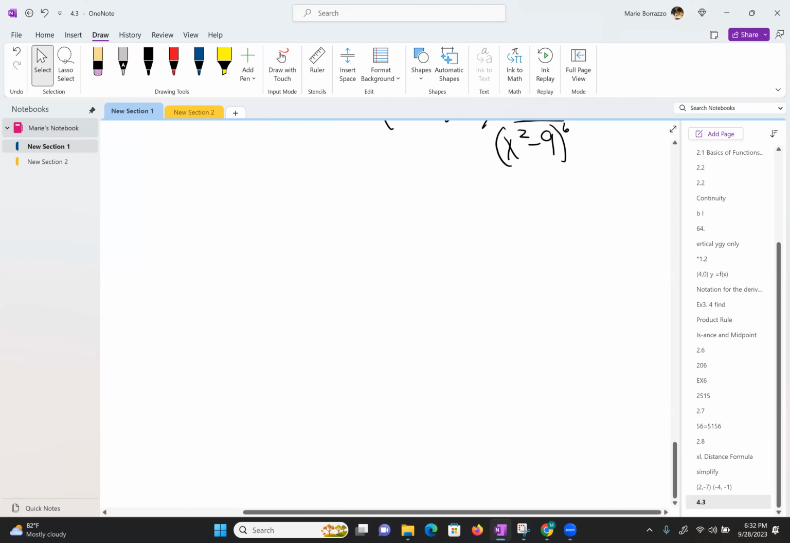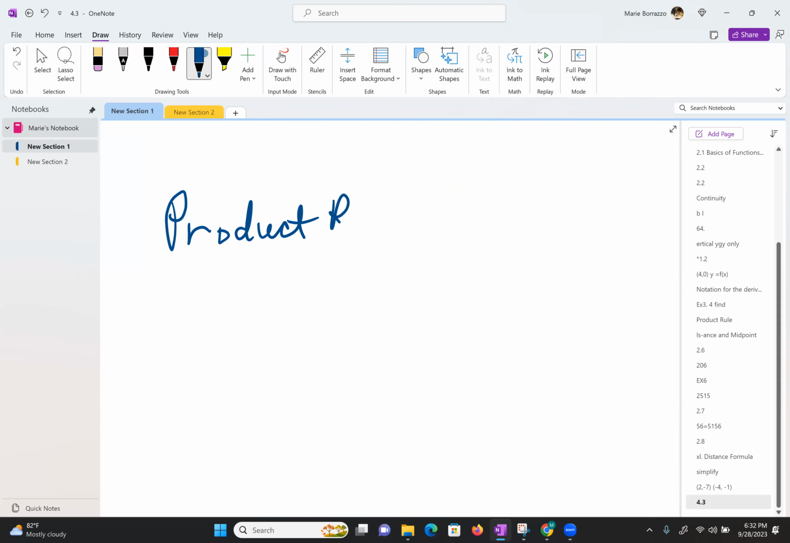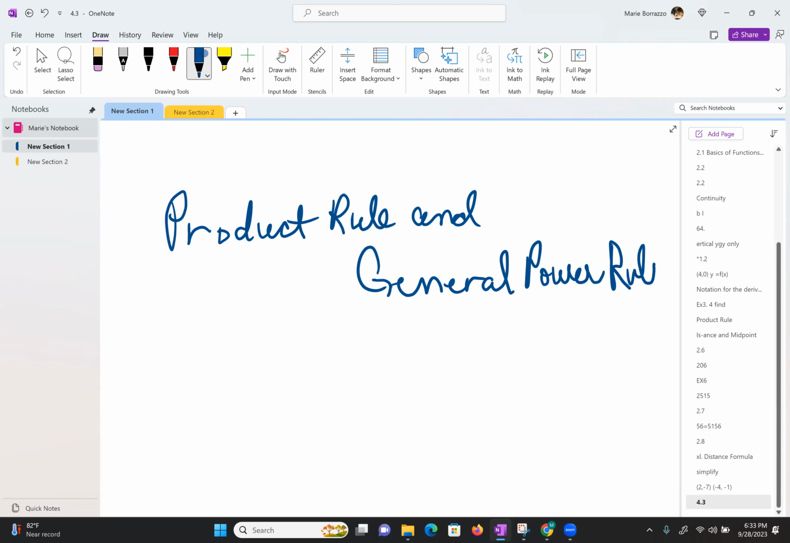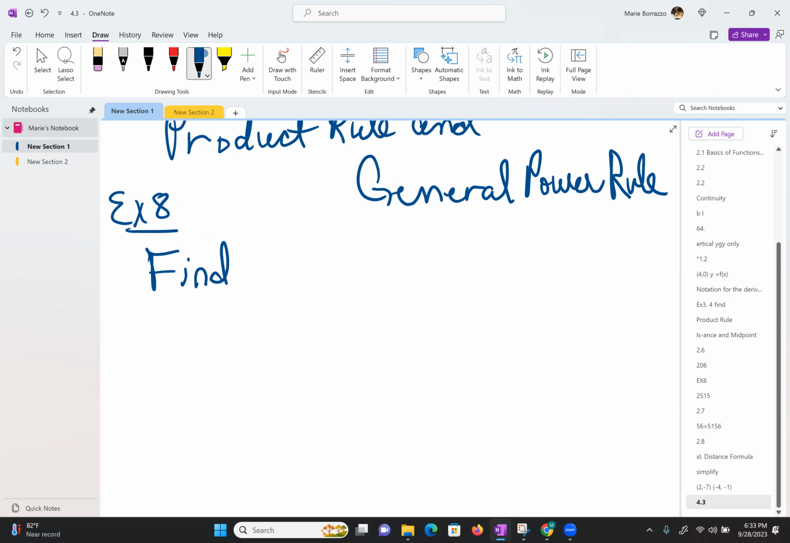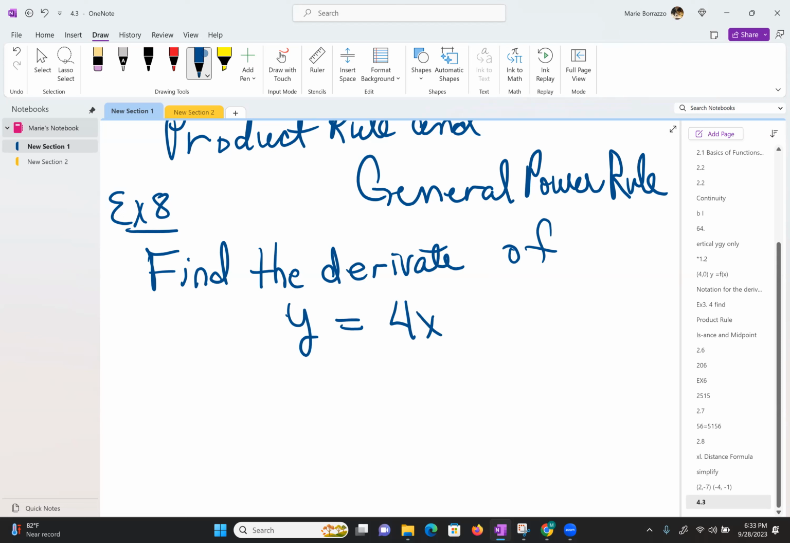Yeah. Okay. I want to talk to you now about the product rule and how that applies. So we're looking at the product rule and the general power rule. In this one, the question reads, this is example 8 in case you're following the numbered examples. This says find the derivative. And again, remember the derivative helps you evaluate the rate of change at a particular point, just like it did on a project. So find the derivative of, and they're giving you y equals 4x times 3x plus 5, and this is to the fifth power.